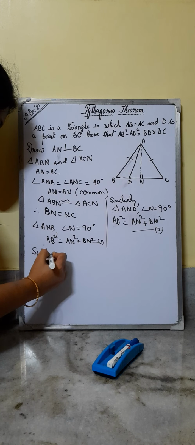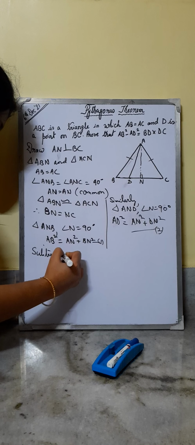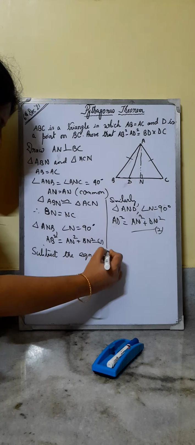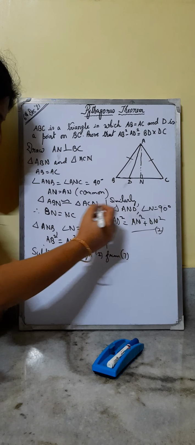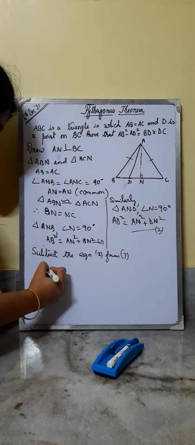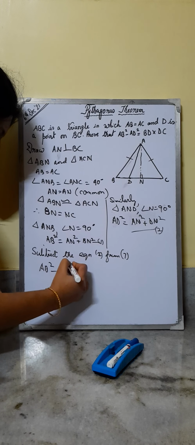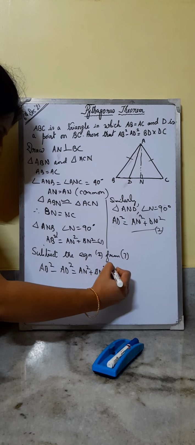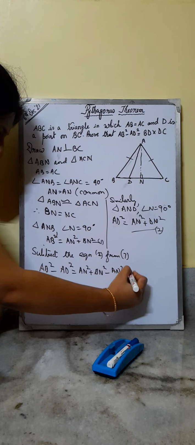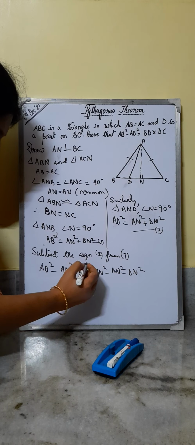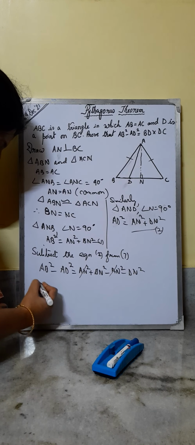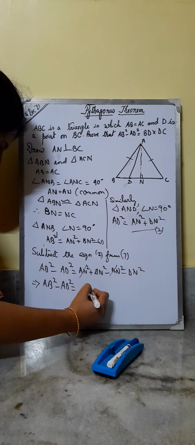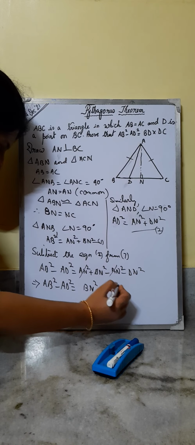Subtract equation 2 from 1. What do we get? AB square minus AD square. On the right side, AN square plus BN square minus AN square, the sign will be changed, minus DN square. AN square is cancelled. AB square minus AD square equals BN square minus DN square, right?